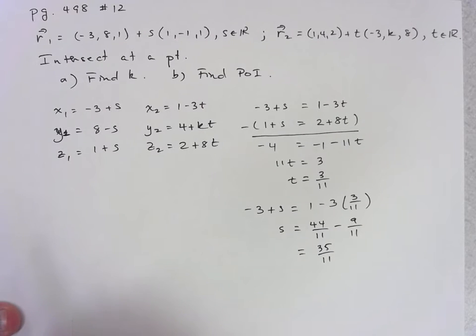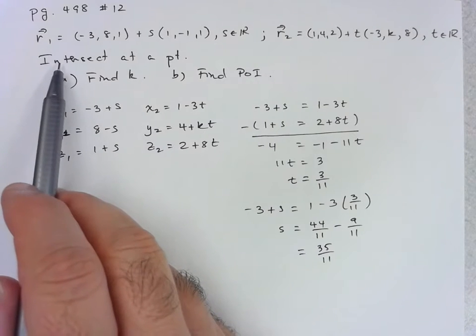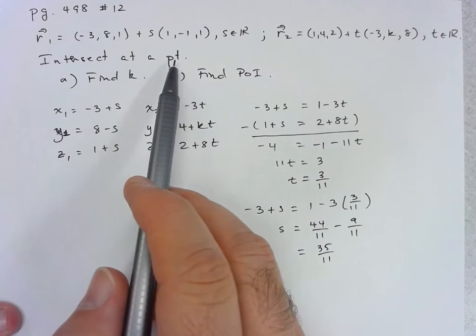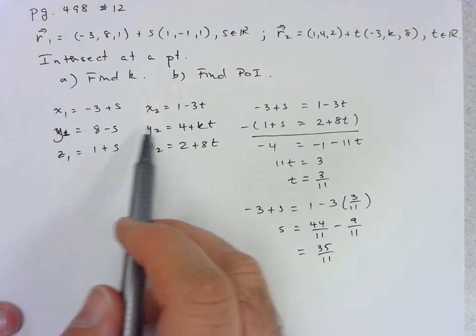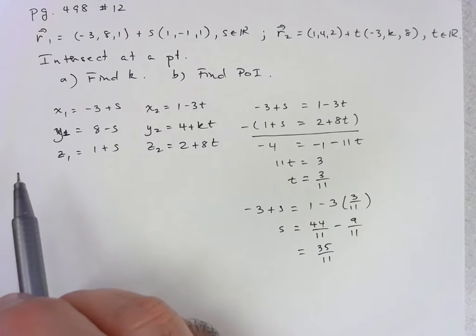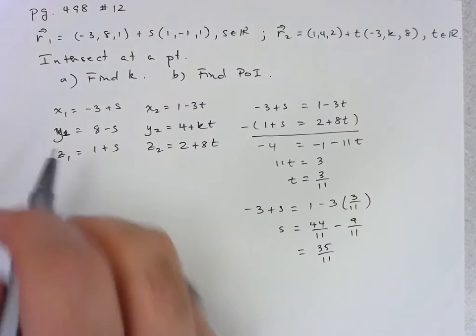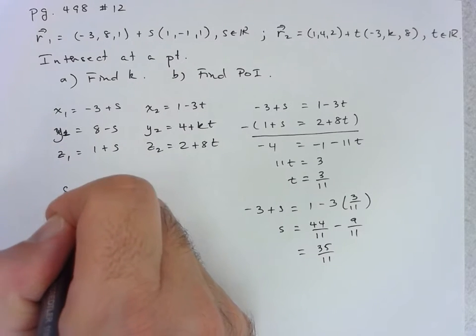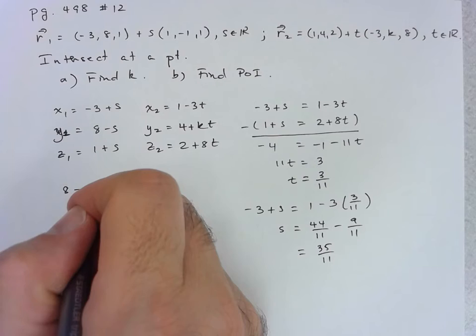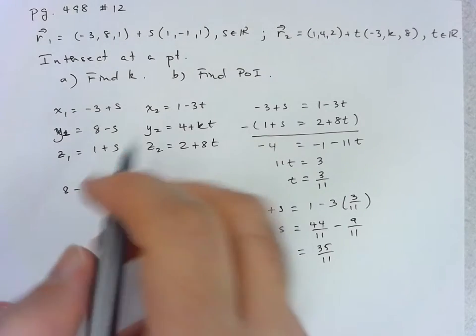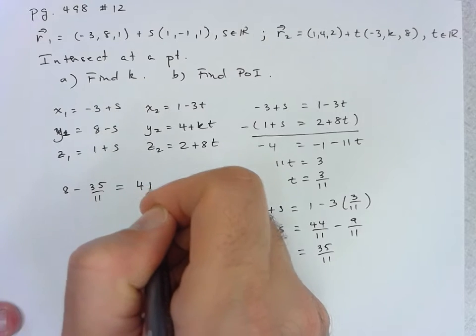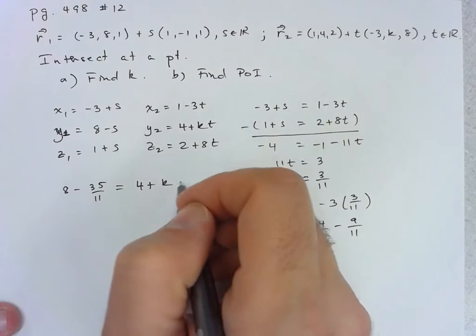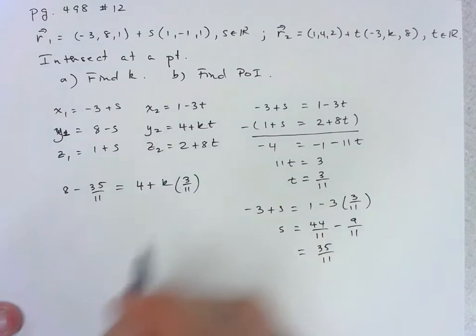Okay, but what I know is that these two lines actually intersect. So that means that this s and t value is also going to have to make the y components equal. And that's what I'm going to be able to use to solve for the k value. So I know that y1, 8 minus s, which is 35 over 11, is going to have to be equal to 4 plus kt. So 4 plus k times t, which we found to be 3 over 11. And this now allows us to solve for k.